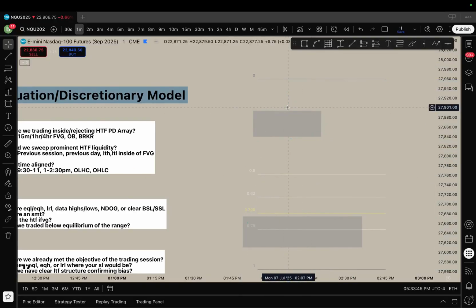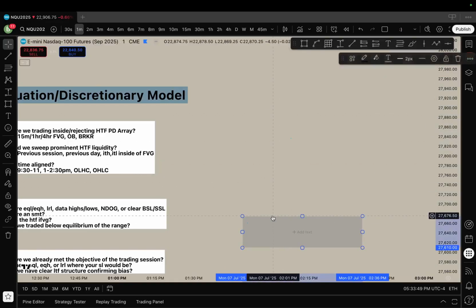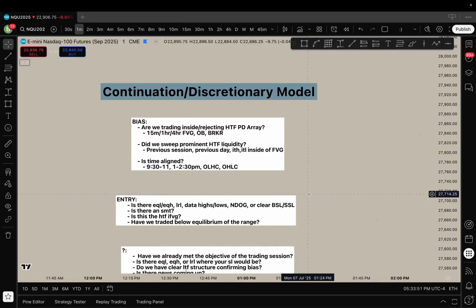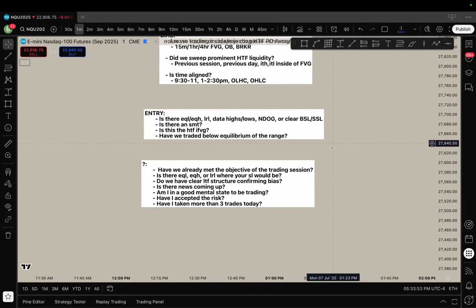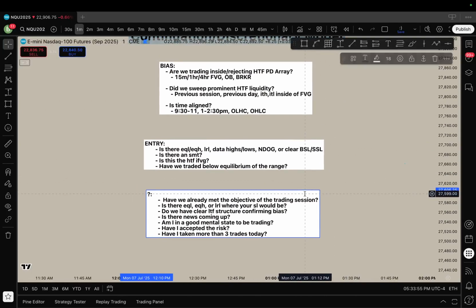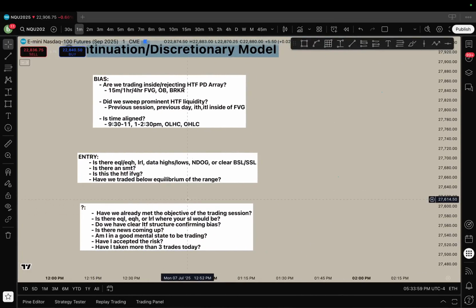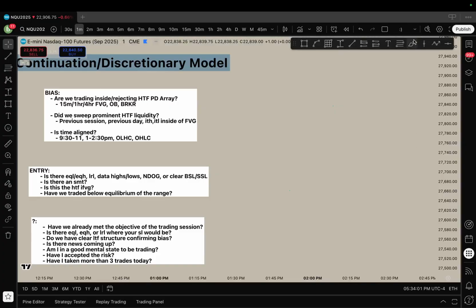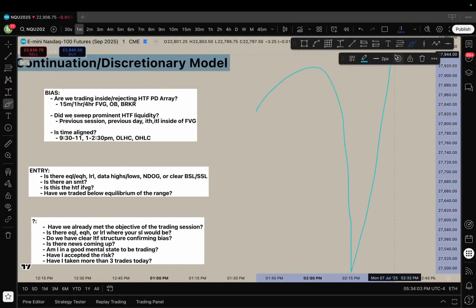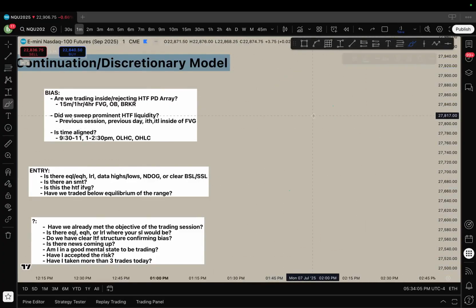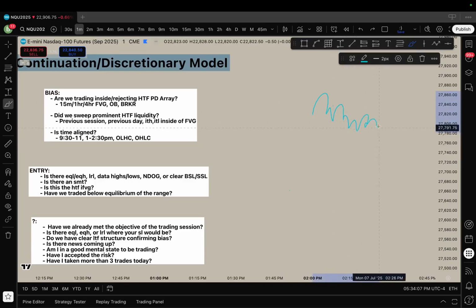Again, I'll show you guys more examples of that, but let's get into the next one here. Is there equal high? This one is for whether or not we actually want to be taking the trade, okay? Have we already met the objective of the trading session, right? Have we already had a fat 300-point move, and is price most likely going to chop? If yes, you want to pay attention to whether 11 o'clock can do the work, right?